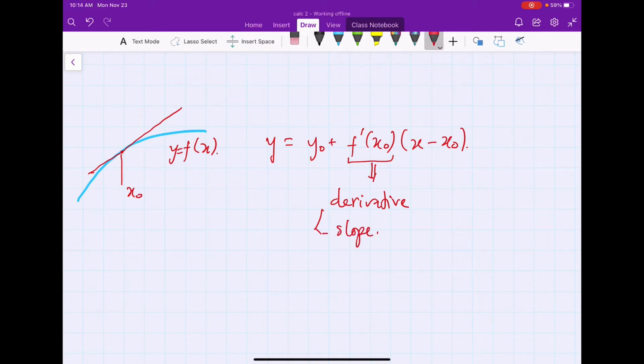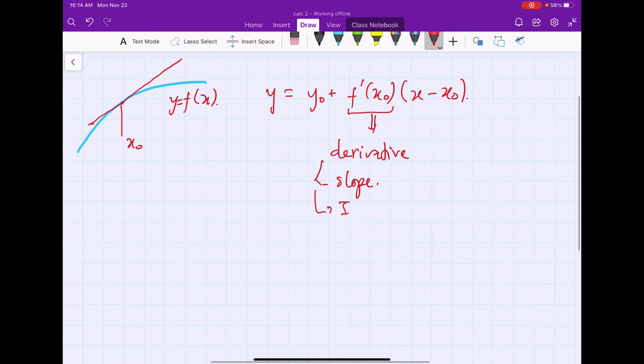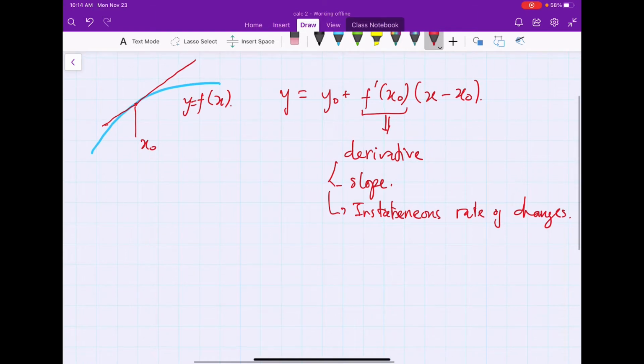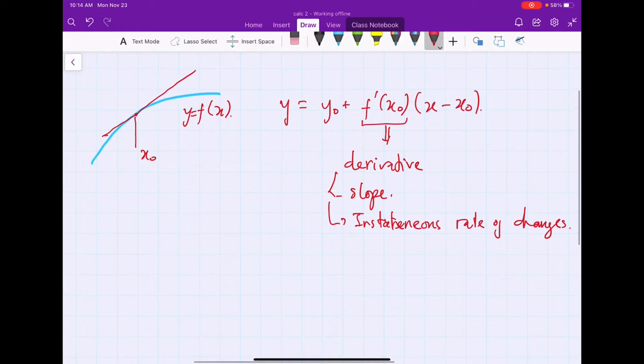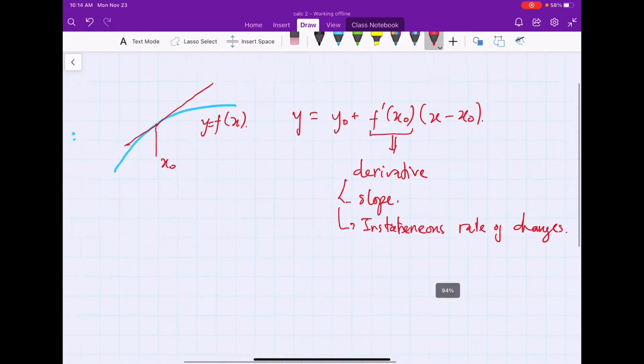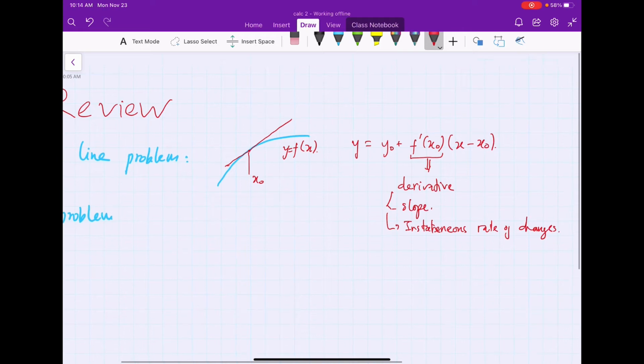And we know when we study derivatives, derivative is slope, derivative is the rate of change, instantaneous rate of change, right? It is important, and we study a couple of problems on how to work with instantaneous rate of change. But basically, that is the tangent line problem.